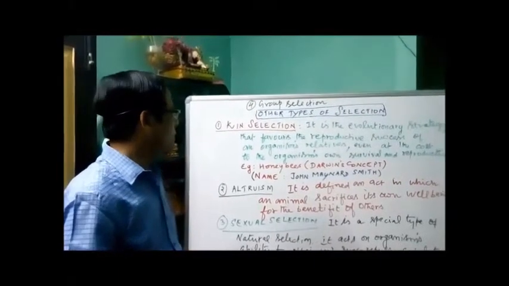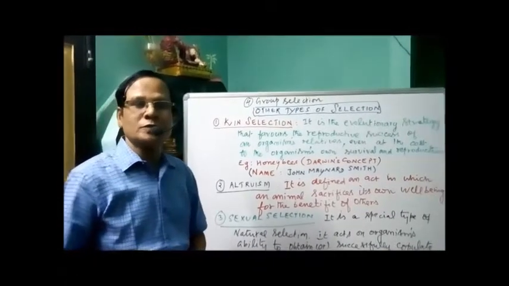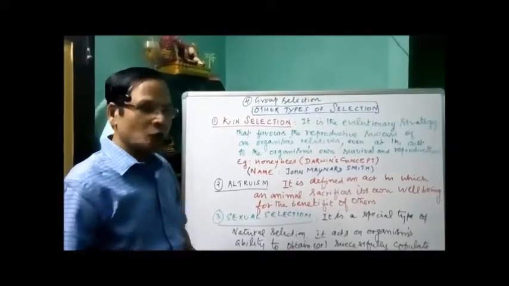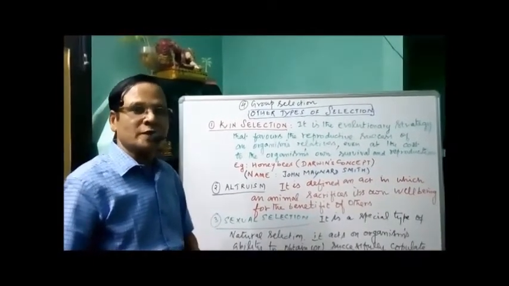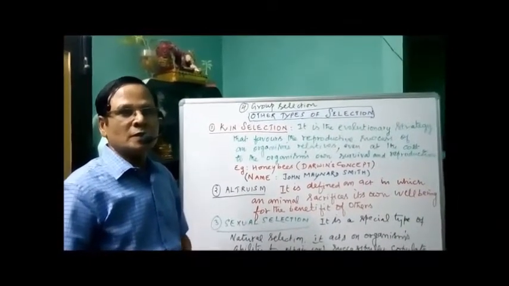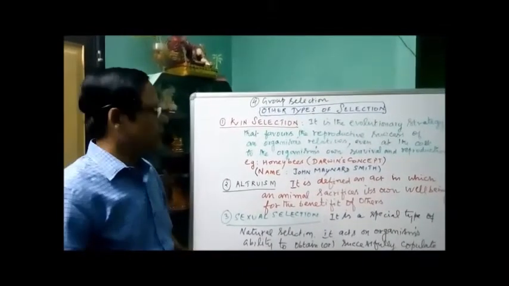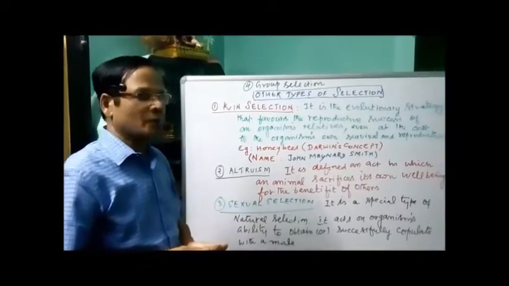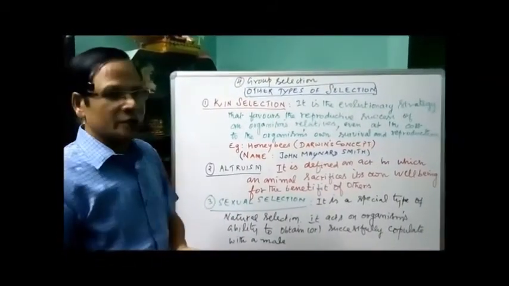Hi students, today we have to discuss human evolution. And before that, I want to cover some other types of selection in addition to stabilizing selection. Then we have directional selection and disruptive selection. What are the other types of selection?